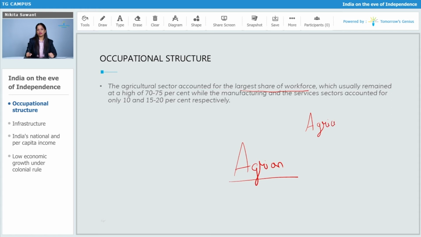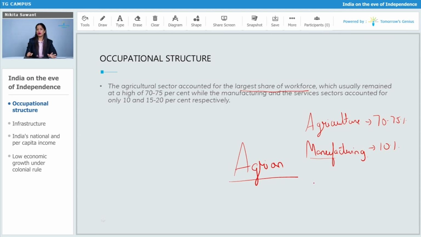So still we can see that agriculture accounted for 70 to 75%, while the manufacturing and service sectors accounted for 10% and 15 to 20% respectively. So the manufacturing sector had only 10% of the total Indian workforce. And the main reason for this was there were no industries in India. Even existing industries were closing down. This was because of systematic deindustrialization.